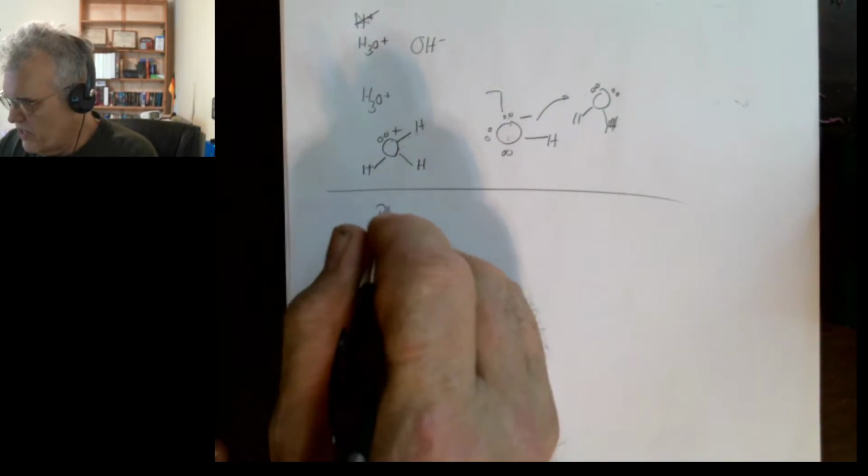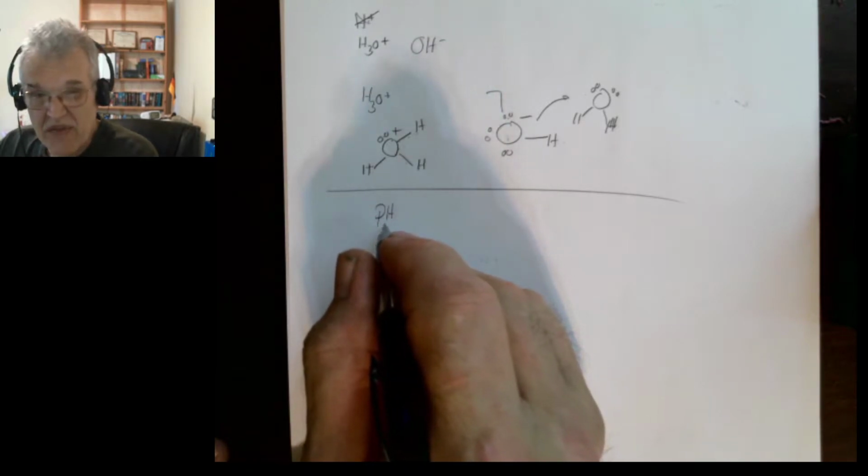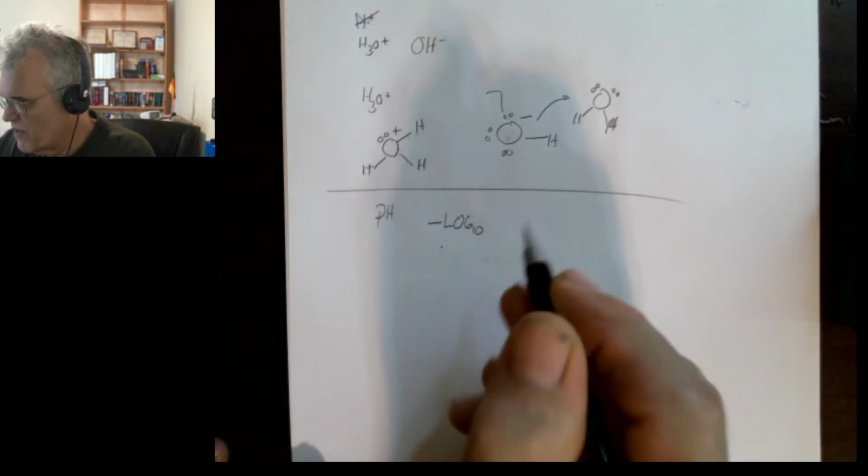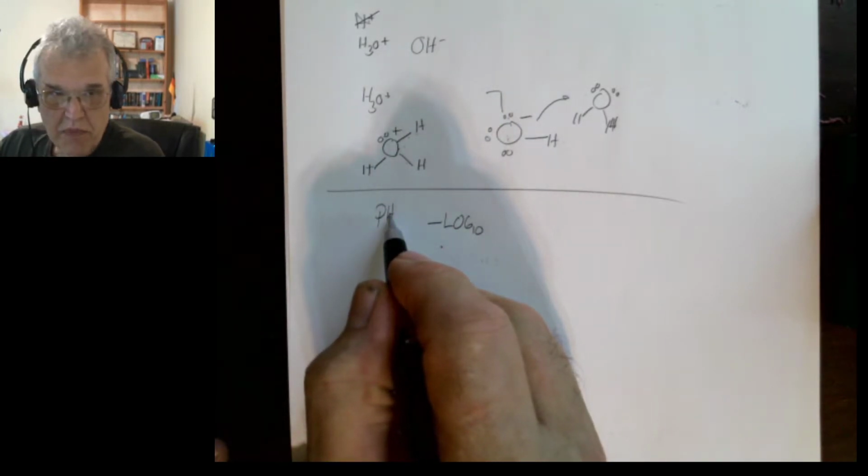Then we get into pH. So what is pH? Well, the P used to mean potential, now it basically means the negative log base 10 of something. Since that's H, it really should be H+.